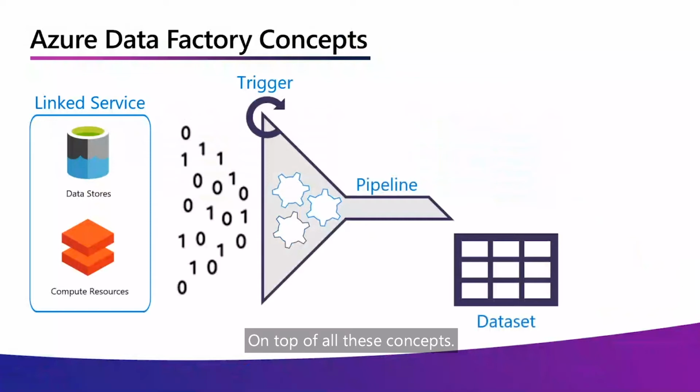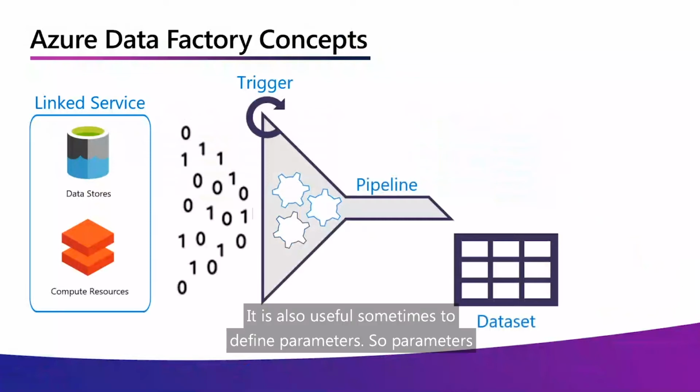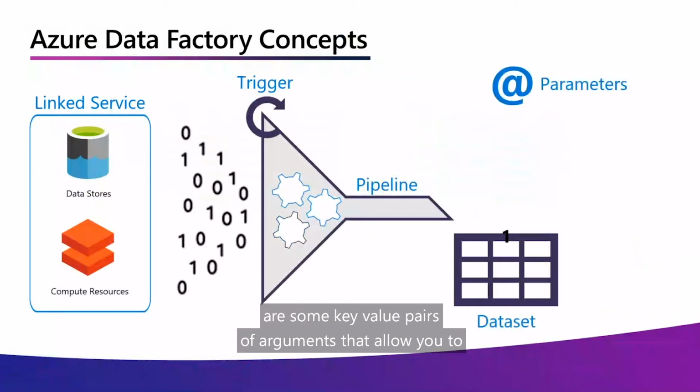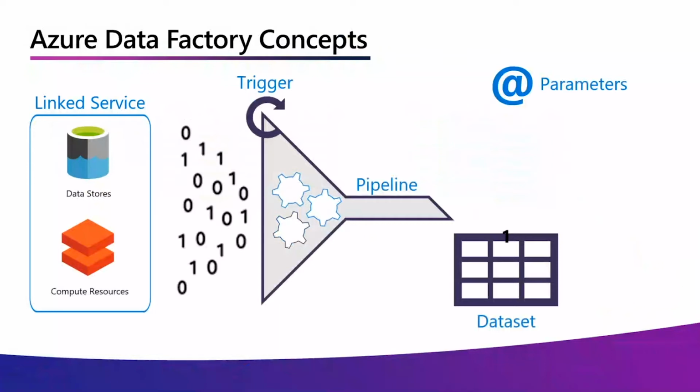So on top of all these concepts, it is also useful sometimes to define parameters. So parameters are some key value pairs of arguments that allow you to dynamically assign values to the pipelines.